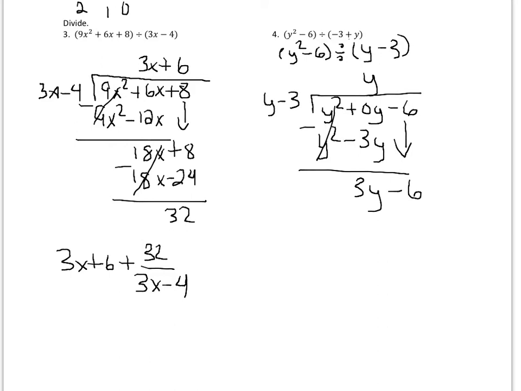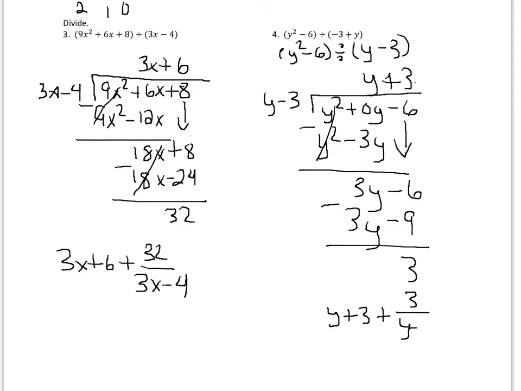So now you have to ask, what do I have to multiply y by to have it equal 3y? Well, 3. So 3 times y, 3y. 3 times negative 3, negative 9, subtract. 3 minus 3 is 0. Negative 6 minus negative 9, 3. So there's our remainder. So you bring this piece down. So you have y plus 3 plus your remainder divided by y minus 3.